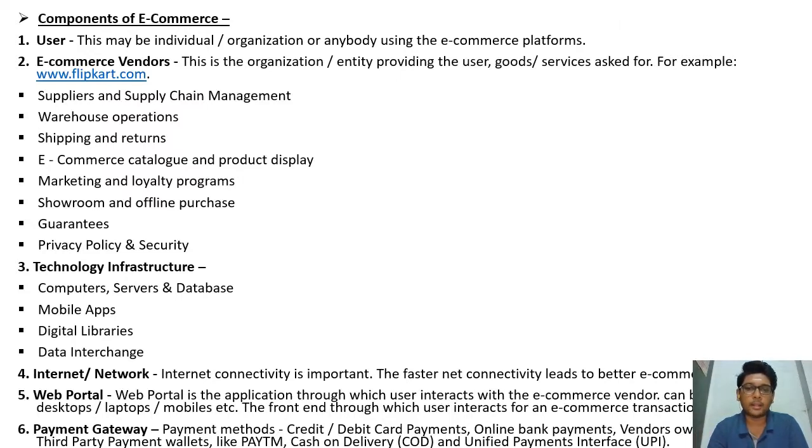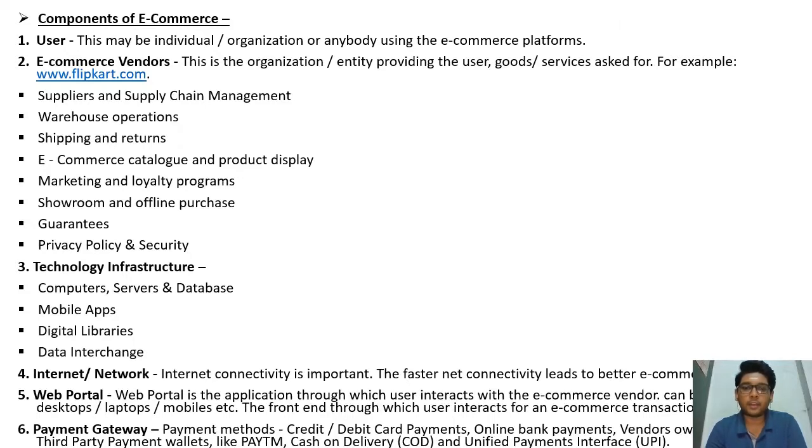Next, web portal. Web portal is an application through which user interacts with the e-commerce vendor. எப்படி interact பண்ணுவோம்? Through which means desktop, laptop, mobiles, etc. The front end through which user interacts for an e-commerce transaction. This is known as a web portal.